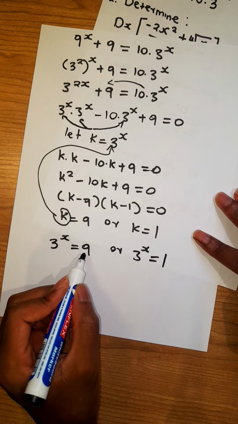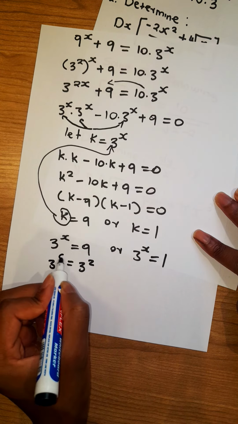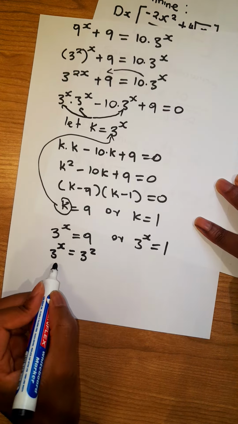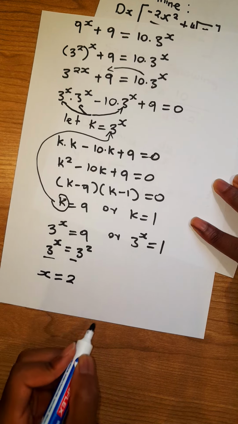So remember, 9 can also be written as 3 squared. So we're going to have 3 to the power x equals 3 squared. Because the bases are the same, it means that the value of x is going to equal 2.